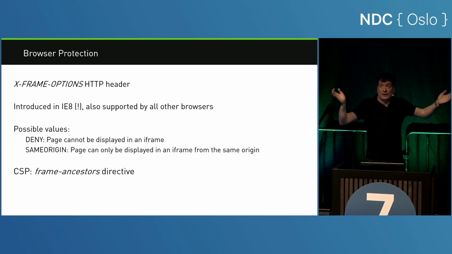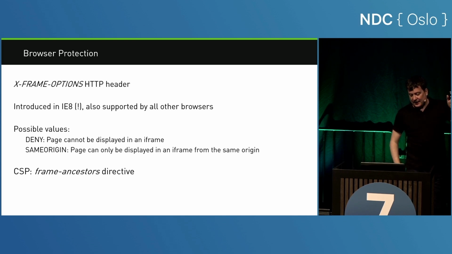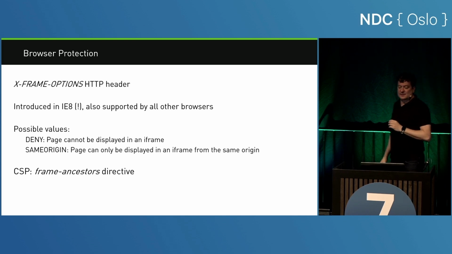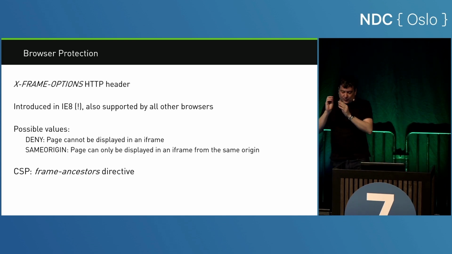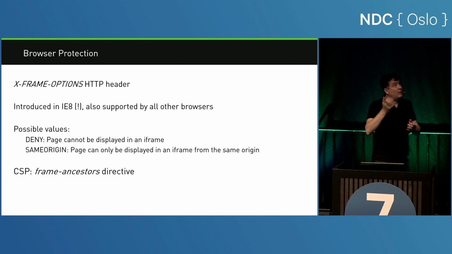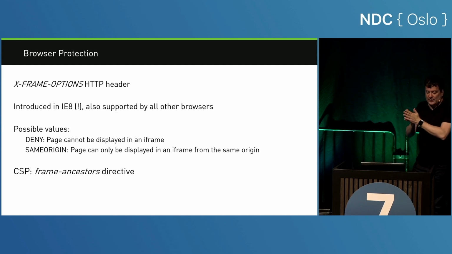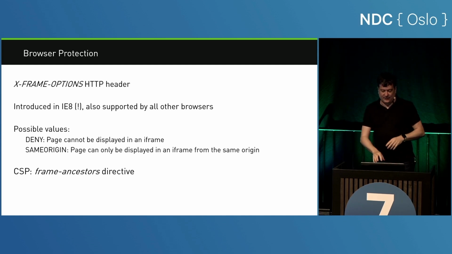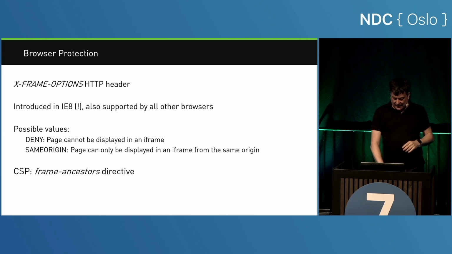If you need more flexibility, ditch that header, because we have a content security policy now anyway, right? Everyone will have one after this talk. And so just set the frame-ancestors directive, where you can basically provide a list of origins that may be loaded in that iframe.